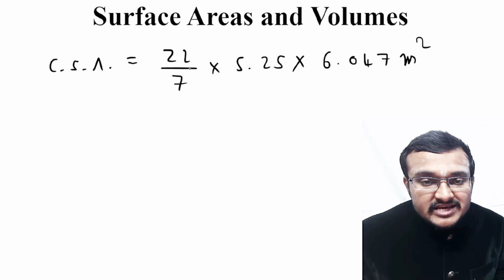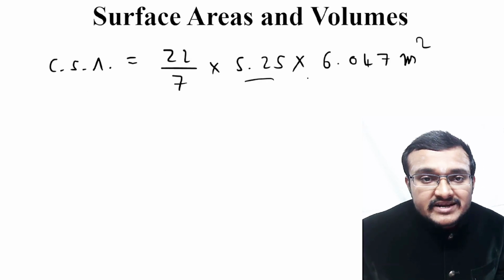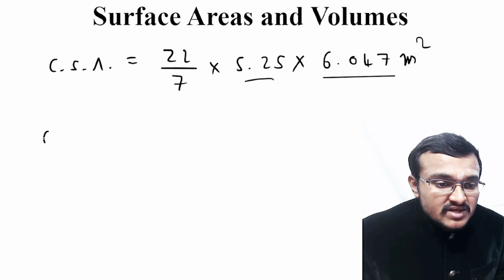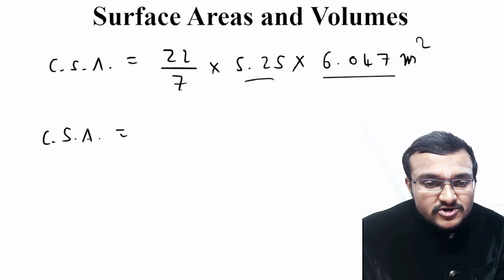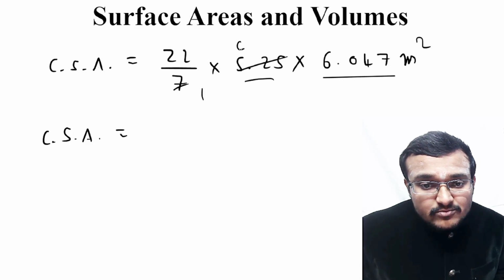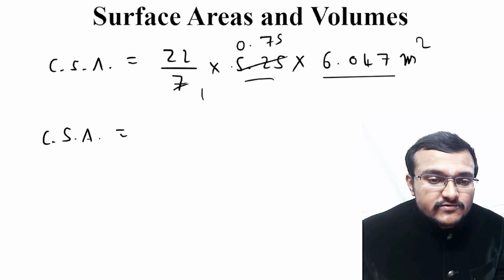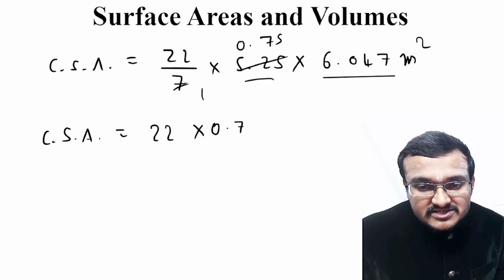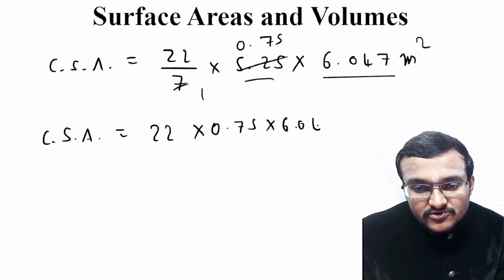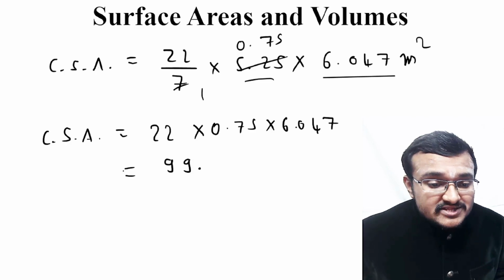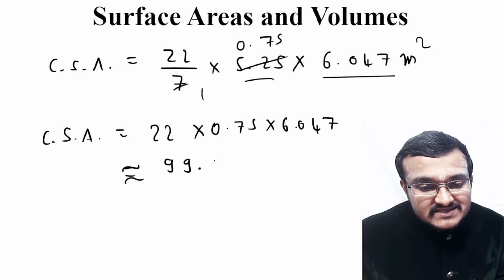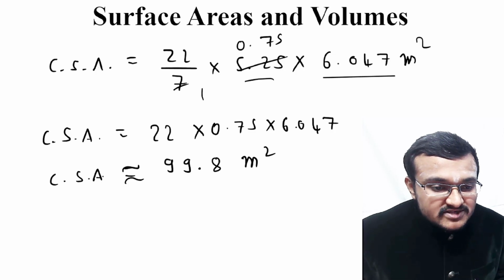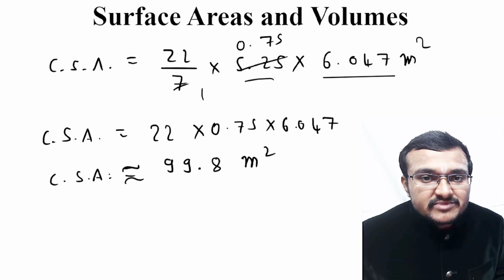Now curved surface area is pi r l, that is 22 by 7 into radius 5.25 into 6.047 meter square. So CSA is equal to, here 7 ones are 7, 7.75 is 5.25, into 22 into 6.047. So 22 into 0.75 into 6.047. When you solve this, approximately you'll get the answer as 99.8 meter square. So the curved surface area is equal to 99.8 meter square.